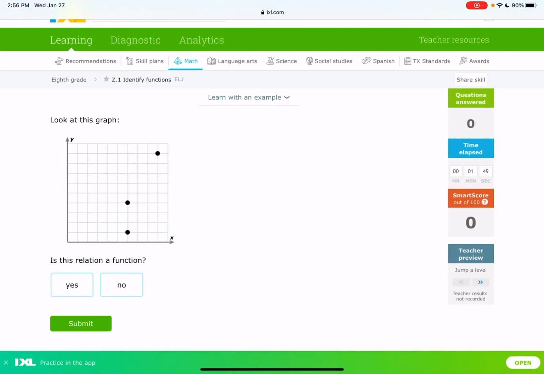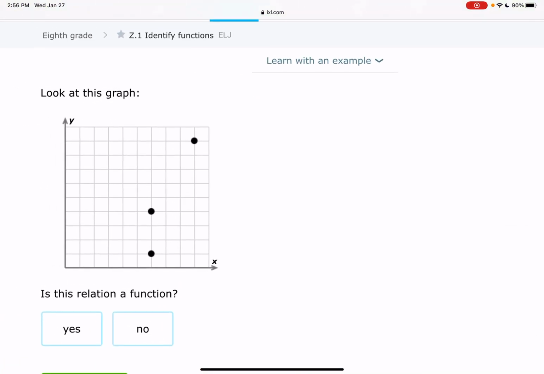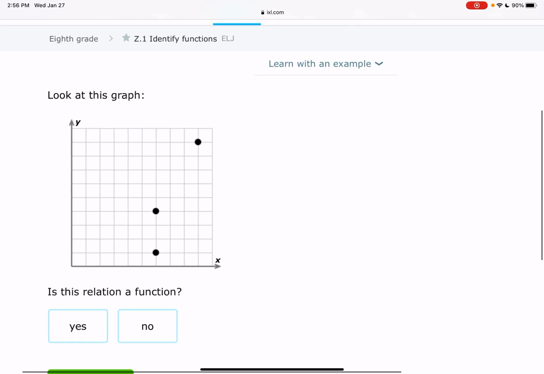Today, after the Nearpod, you're going to be looking at two different IXLs. The first one is Z.1 and it's identifying functions. You can see in that top left corner what you should see as well on your screen.